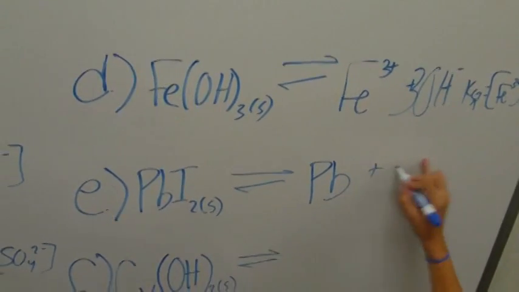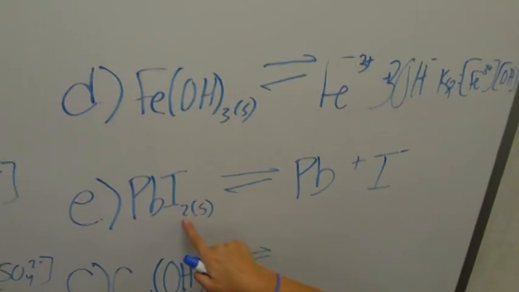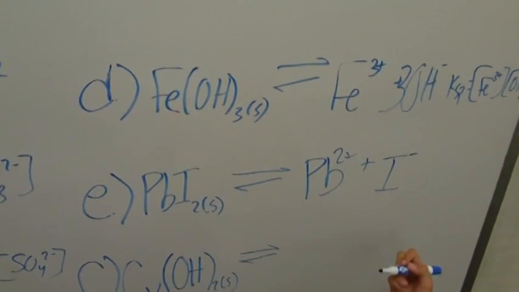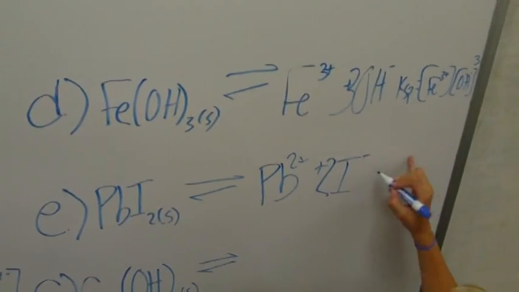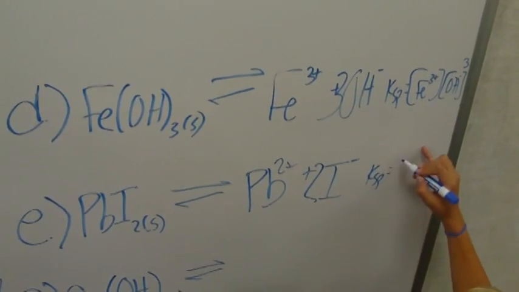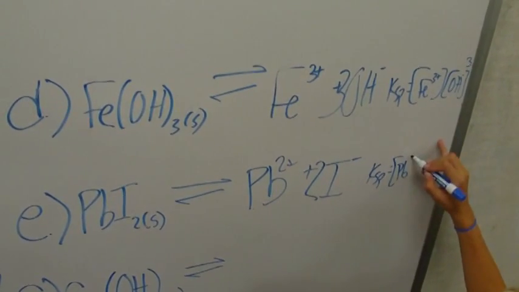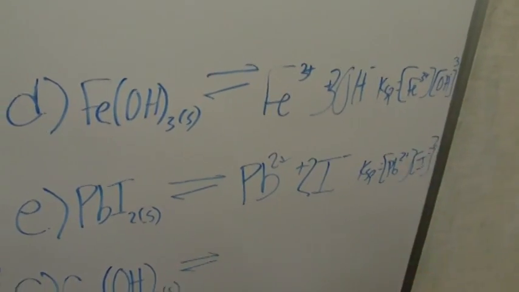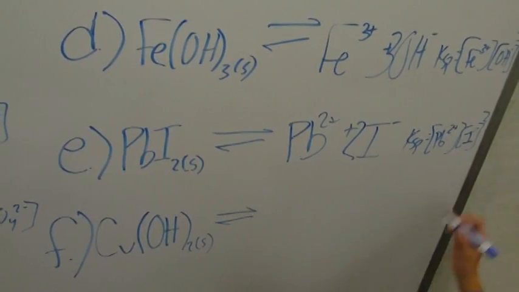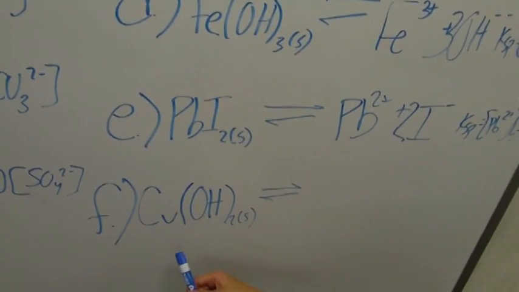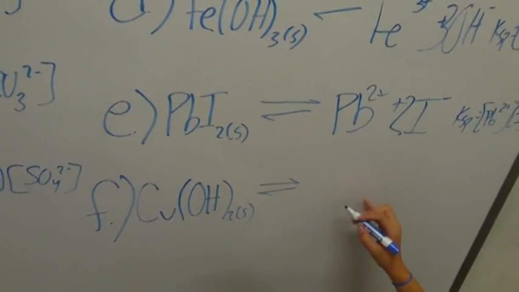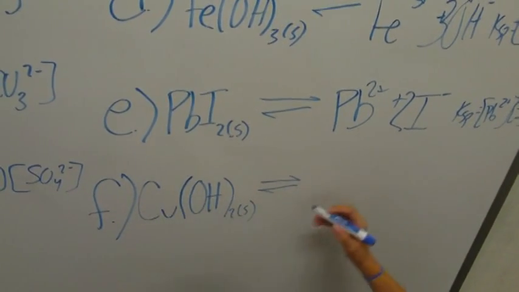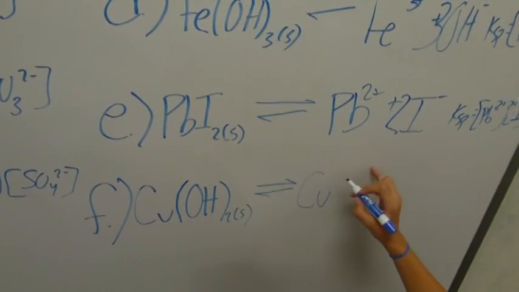Here, iodine has a -1 charge. And since there's 2 of them here, then you know that this must be lead 2. Keep on going. Sorry, this is messy. Trying to write it fast. And then can do the same thing. OH is a -1 charge, so this must mean, since there's 2 of them, that this is copper 2.